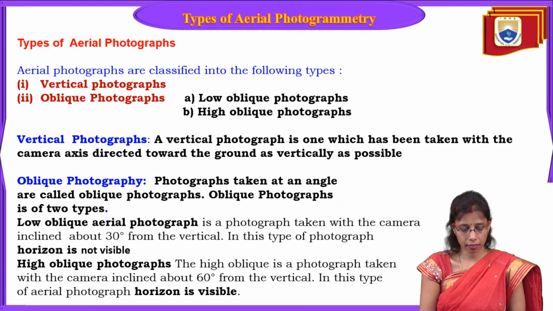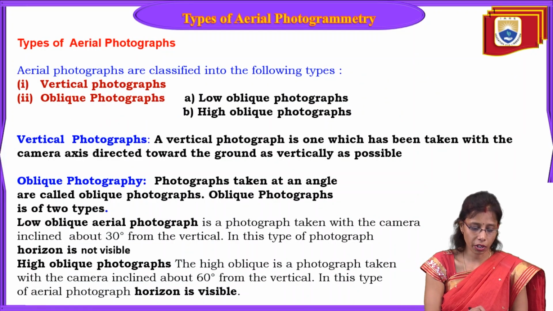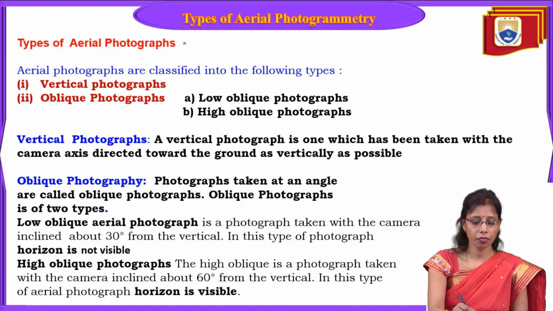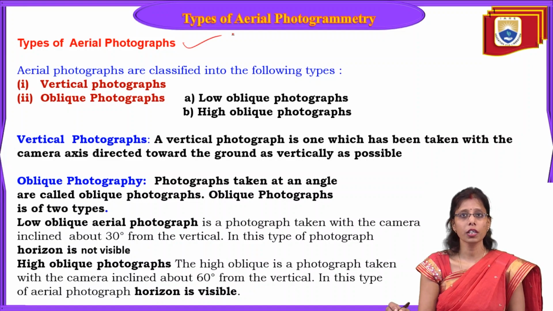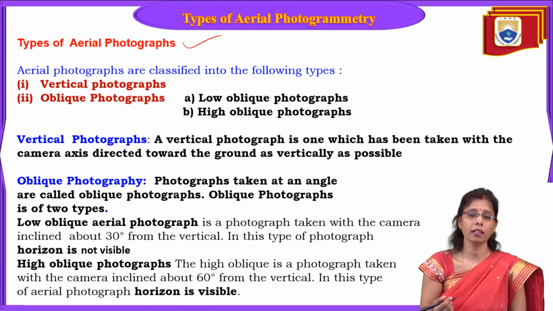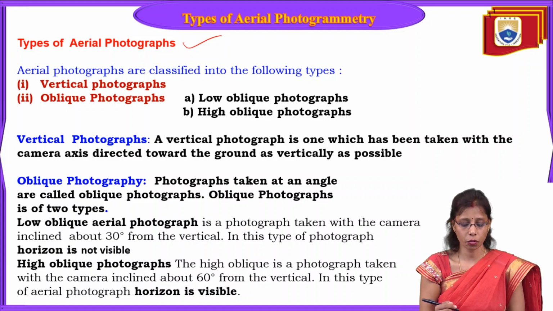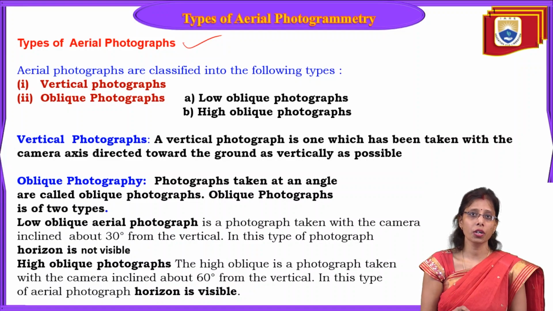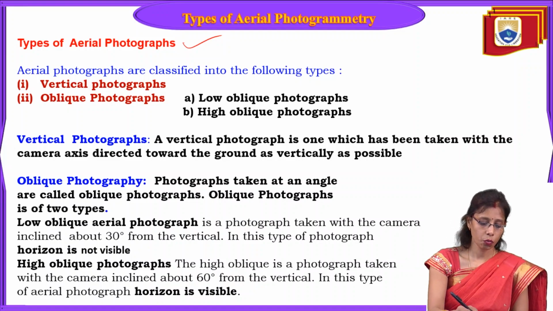Now, let us discuss the subtopic called types of aerial photographs. What are the different types of aerial photographs? We have two types of aerial photographs. That is vertical photograph and oblique photograph. So what is a vertical photograph and what is an oblique photograph?